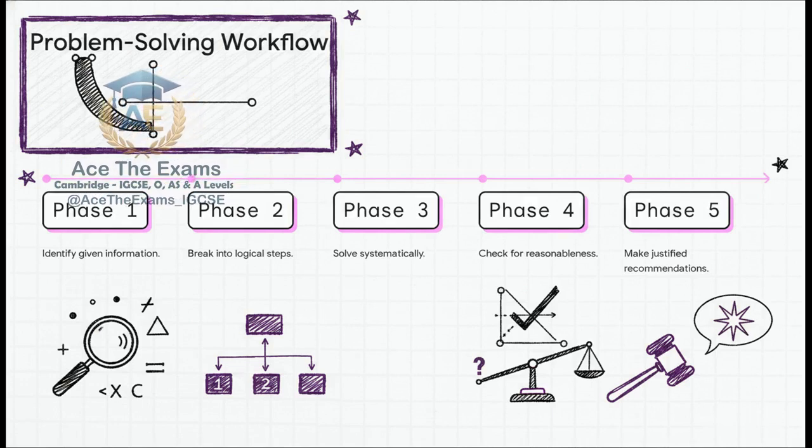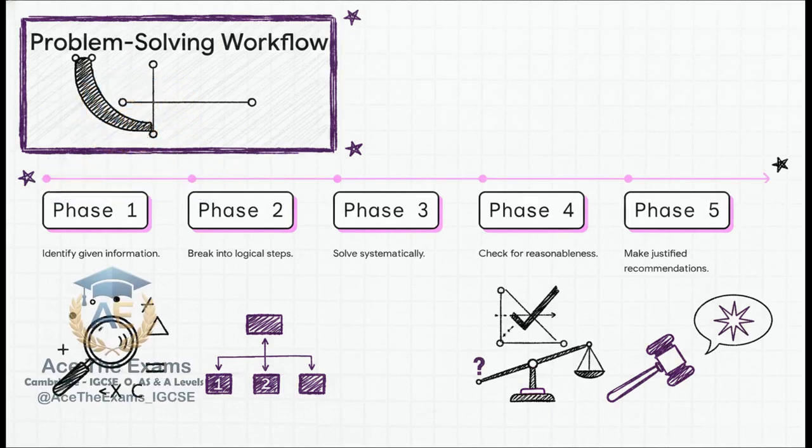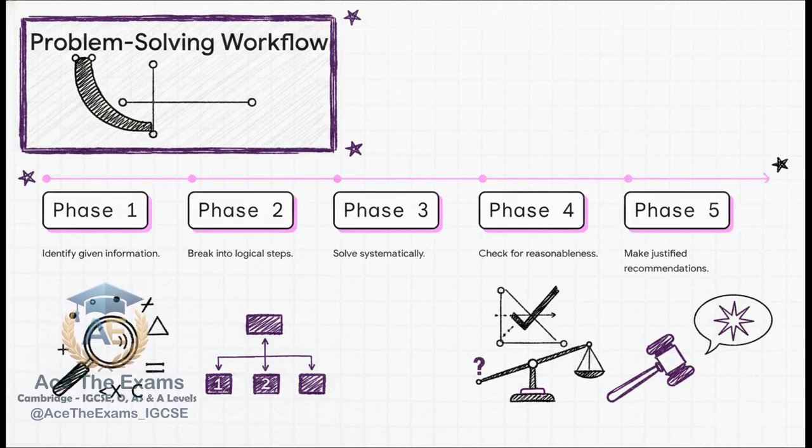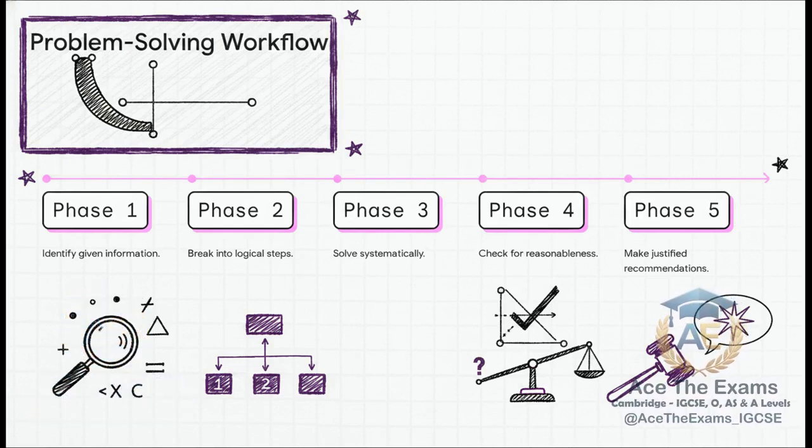Is that reasonable given the context of the question? If the question said, find the coordinates of intersection, you know you made a calculation error. Go back and fix it. And finally, Phase 5, make justified recommendations, meaning write out your final formatted coordinate pairs clearly at the bottom. X equals this, Y equals that.